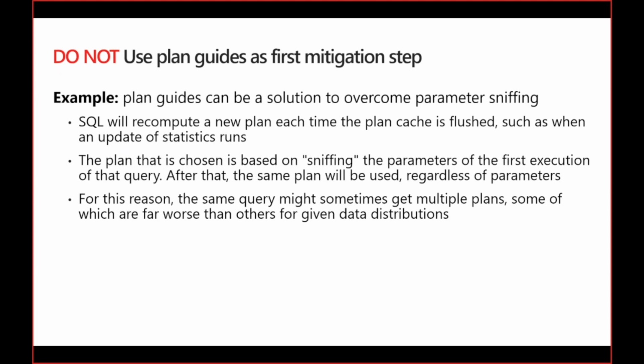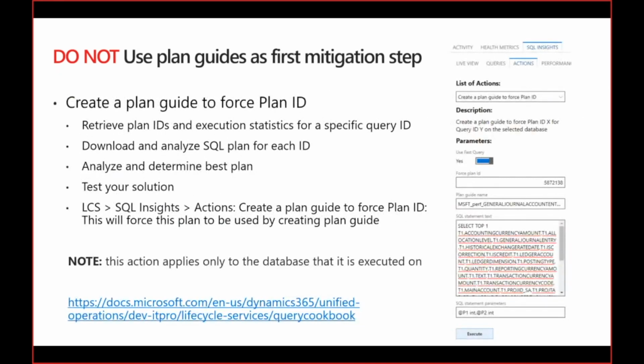So for this, plan guides could help. And we also made this available on the LCS. So we have actually two options there. The first option is to create a plan guide to force a plan ID. So the idea is, okay, you have an expensive query, you retrieve different plan IDs for this, and you do an analysis. Based on this, you discover, okay, this is the best plan that should be used to resolve this query with this specific set of parameters. You test it, and then in the end, you could create a plan guide directly through LCS, and this will then force the plan to be used by creating a plan guide.